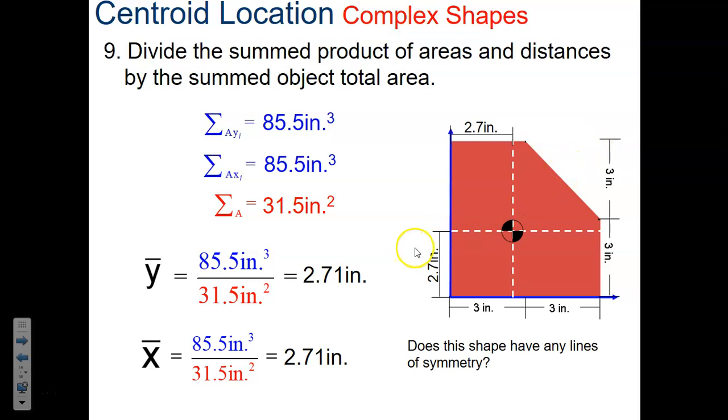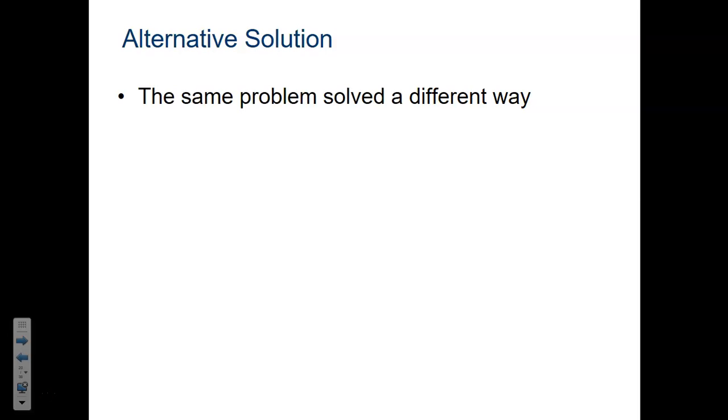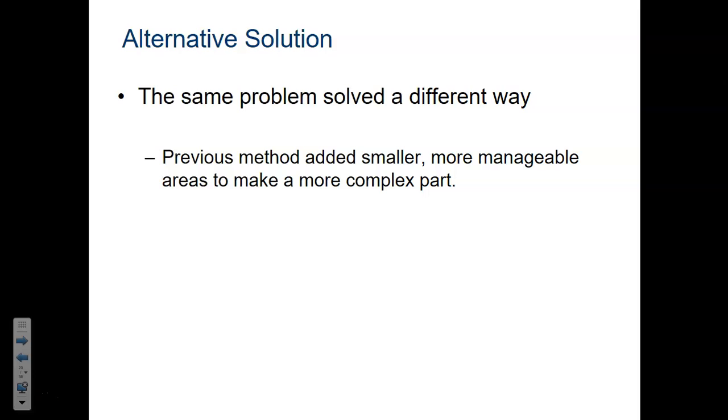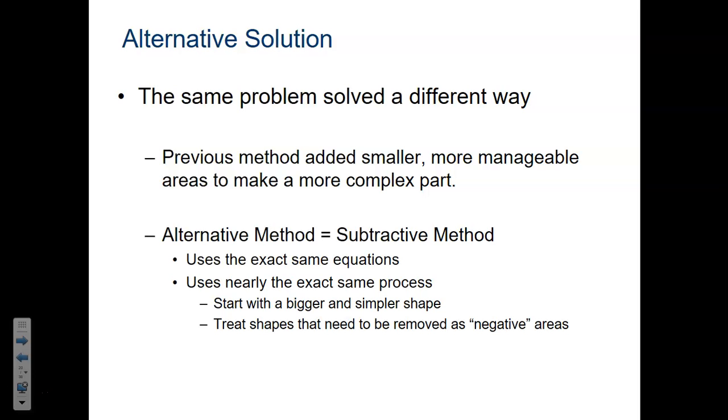I know that was a lot to do, and the only way this is going to make sense is if you practice this on your own. I've got one more example I need to go through, and that's how to do the same problem in a different way, and possibly even a little bit simpler method. It's called the subtractive method. You're going to use the exact same equations and almost exactly the same process, but you're going to start with a bigger and simpler shape, and you're going to treat the shapes to be removed, the shapes that aren't there, as negative.